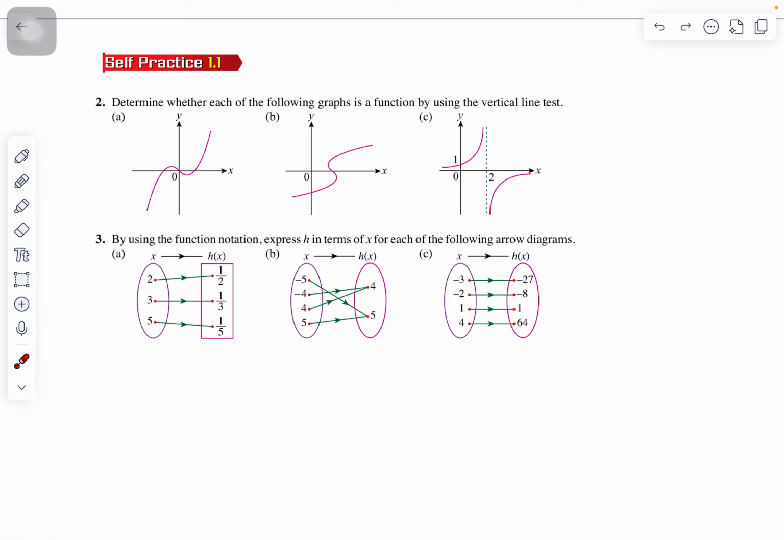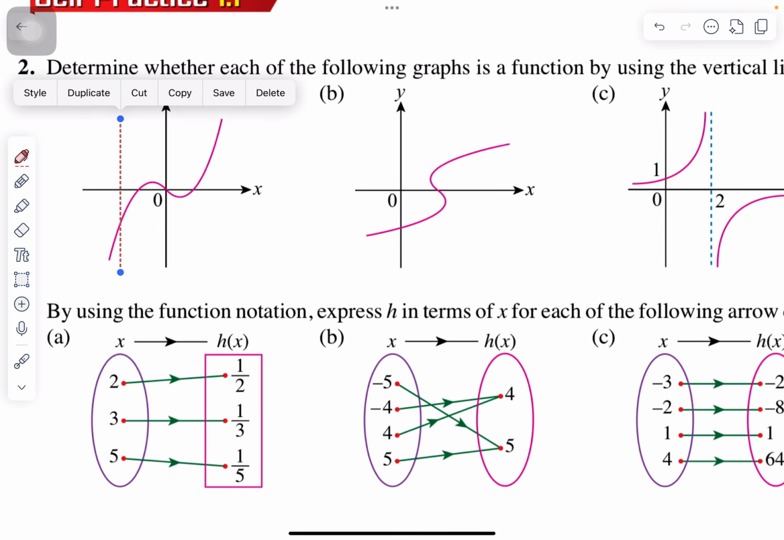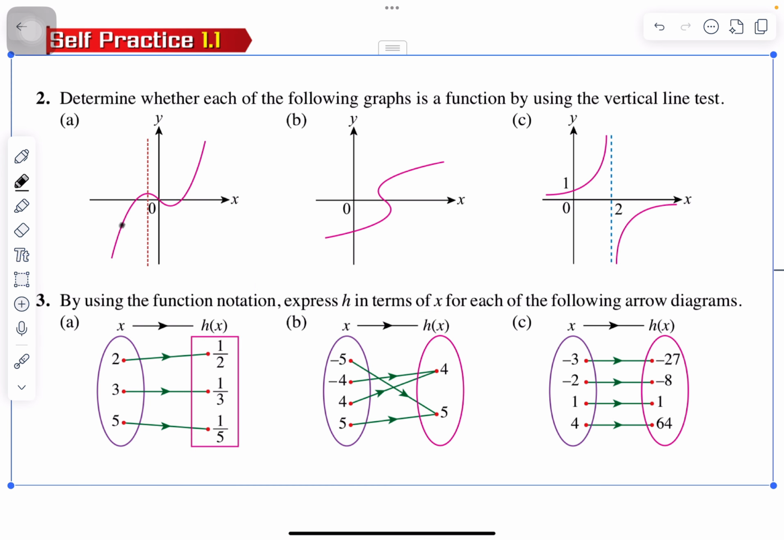Question 2. Determine whether each of the following graphs is a function by using a vertical line test. Okay, so a vertical line test is us drawing a vertical line like this, and then you check how many points this vertical line intersects. So at this point, it only intersects 1 point. If we move the vertical line here, it also only intersects at 1 point.